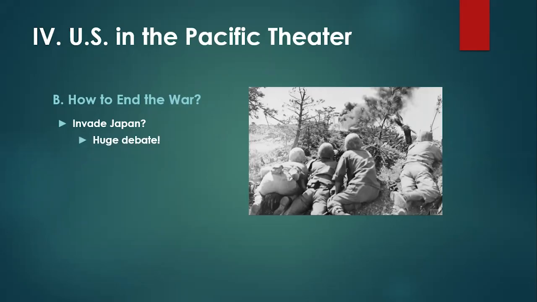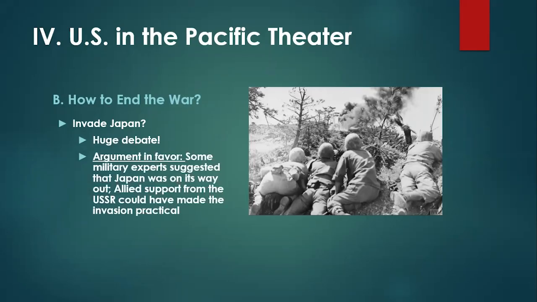Okay. There was a huge debate on whether or not the US should invade Japan. Some military experts were looking at the evidence on hand, and they were saying, "Look, Japan's already been severely weakened, not only from our island hopping campaigns, but also from some fighting that they've had with the Soviet Union. They are severely weakened by this point. With a little support from the Allies, especially from the Soviet Union, we could very easily invade them with minimal casualties and force them to surrender."